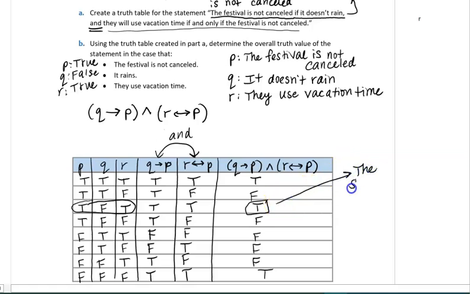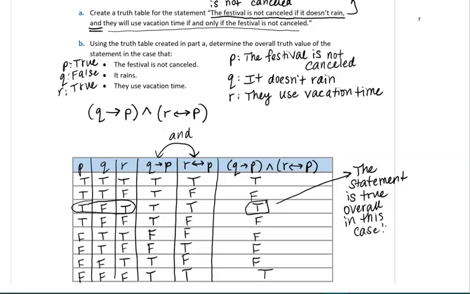So the statement presented in part A is true overall in this specific case. Now notice that we didn't really need to make the entire table. Now we did because part A asked us to, but if our aim was to just find the overall truth value of the statement in this specific case, we really only needed to make that row of the truth table in order to get the information that we wanted.